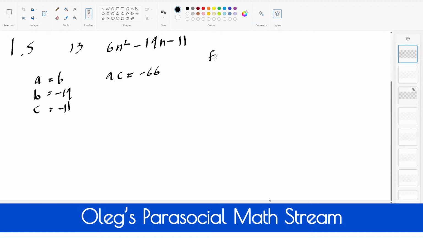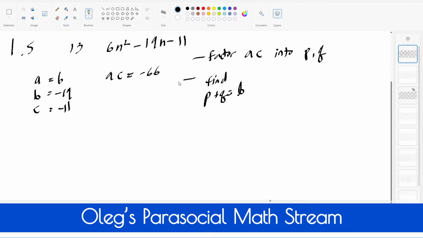And we're going to say factor ac into p and q, and then find p plus q is equal to b. All right, so these are two things we've got to do. So b is going to be negative 19. Oh, this is going to be a problem. I see.